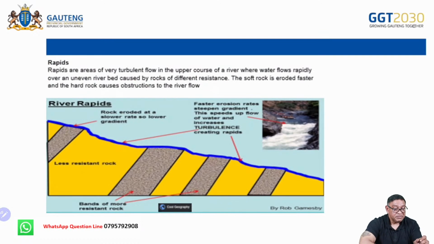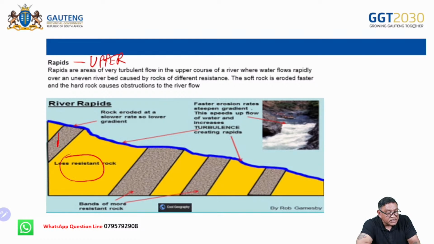Then rapids, also mostly found in the upper course of the river. You'll find there are resistant pieces of rock. Can you see? This is less resistant, this is resistant. So they jut out, and then the water flows over it, creating this turbulent flow here. Can you see it? Now we're bringing in the concept of turbulent flow, where it's flowing over that with a rough flow. Therefore, these are your rapids.